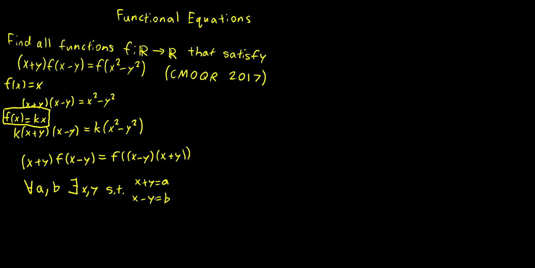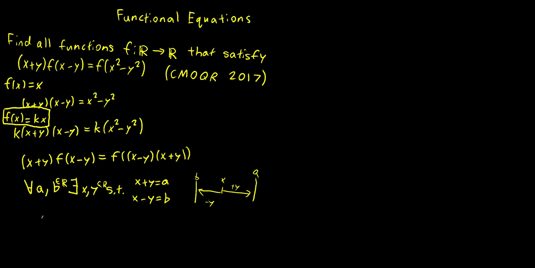There are a couple of ways to see that this is true. Algebraically, this is just a system of two equations with two variables. And geometrically, you can see x as being the mean of a and b. When you add y, you get a, and when you subtract y, you get to b, since x is right in the middle. So now that we have this, we can replace x plus y with a and x minus y with b, and it will still be true for all real numbers.